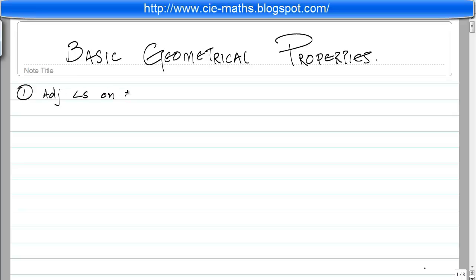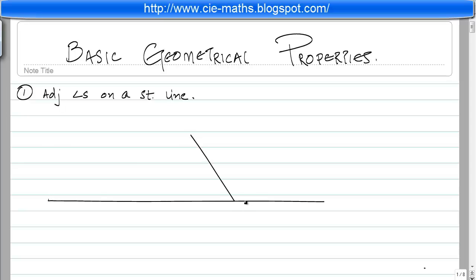angles on a straight line. What this property says is that if you have a straight line and at a point there are two or three angles, you simply add them up and they will have a sum of 180 degrees. For example, A plus B plus C is equal to 180 degrees.